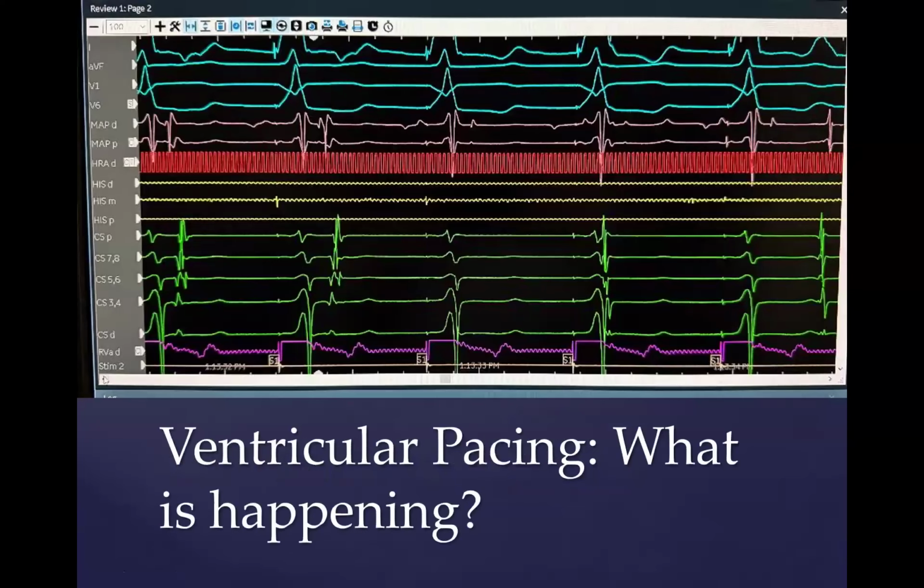Okay, this is ventricular pacing. And the question being asked is, what's happening? Why don't we go to Dr. Mukhopadhyay? What do you think's going on here?